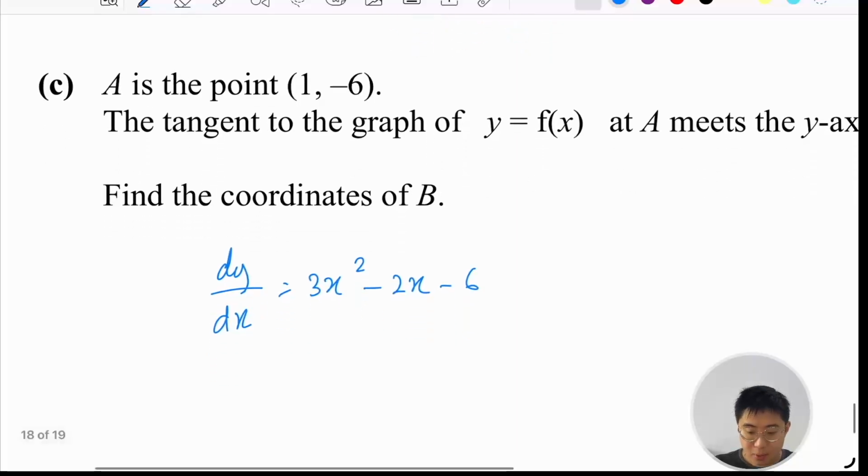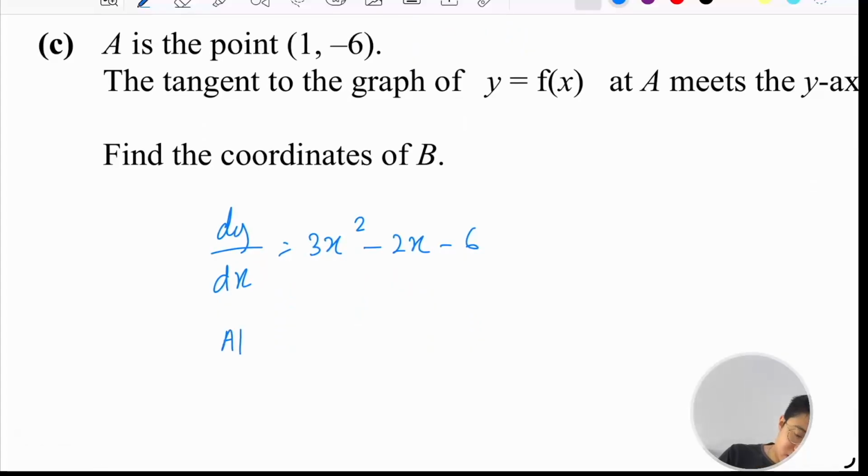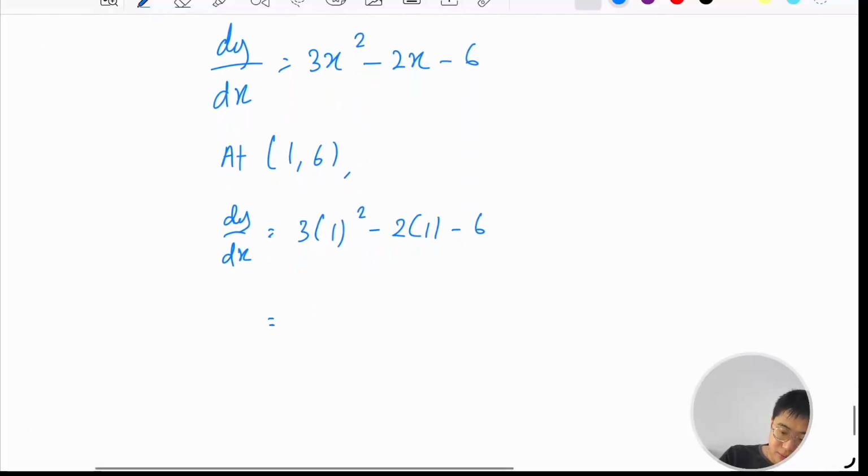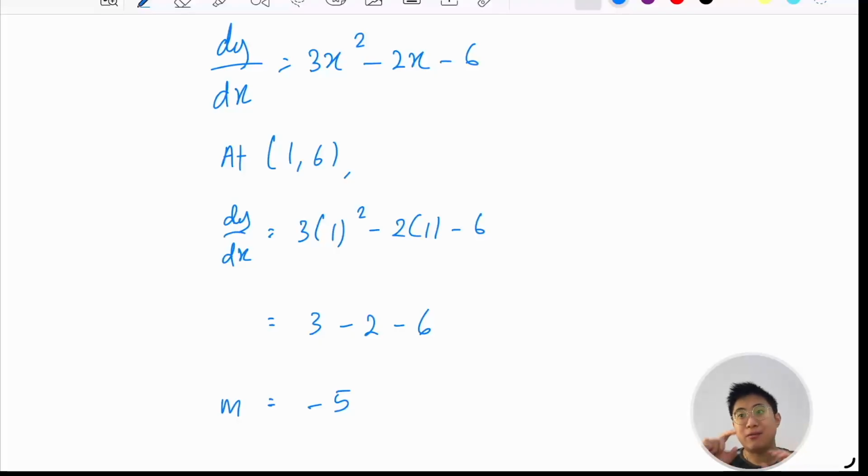Okay, and then we're given a point. So at 1, -6, your dy dx will be 3 times 1 squared minus 2 times 1 minus 6. And you'll have 3 minus 2 minus 6, which is negative 5. Yeah, m. Okay, so every time you do dy dx, you'll actually have the gradient function, which basically means you have a formula for the gradient. What could the gradient be? Because it must be a number. That's when you sub your x in, and you'll have a number out of that.